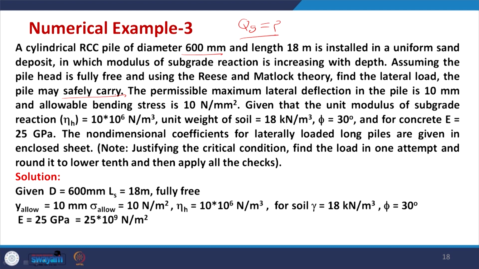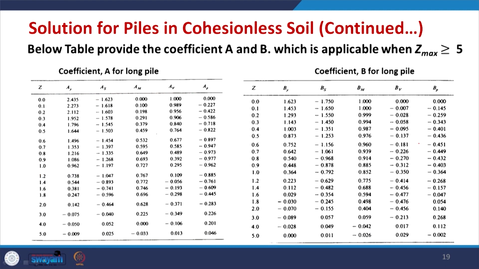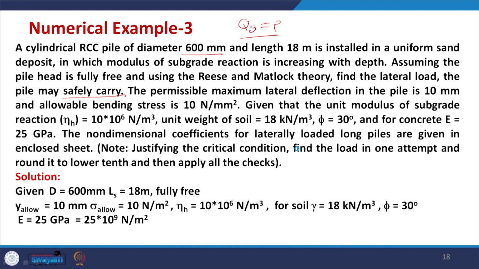The permissible maximum lateral deflection in the pile is 10 mm and the allowable bending stress is 10 Newton per mm square. The unit modulus of subgrade reaction is given, the unit weight of soil gamma is given, phi is given, E is given for concrete, and the dimensionless coefficients for laterally loaded long piles are given in the chart, the table which we have already discussed. This table will of course be required in the calculation. So, the given data are listed here: d equal to 600 mm, L is 18 meter, fully free, allowable value of displacement, allowable value of bending stress, eta h, gamma, phi, E and all these things.